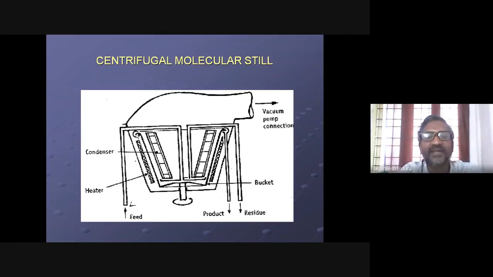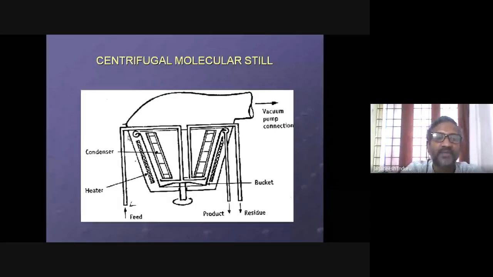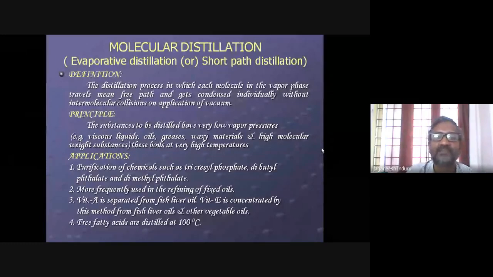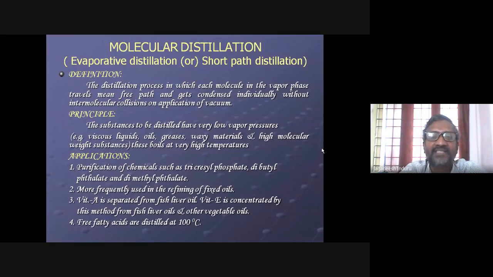In which particular cases are we going to apply this equipment? That is the question. If you see the application part of it, it is applicable in the purification of chemicals like triacetyl, tricresyl phosphate, dibutyl phthalate and dimethyl phthalate. Their boiling points are very high, but still we are able to separate them by using this methodology, at a reduced temperature by applying the vacuum.